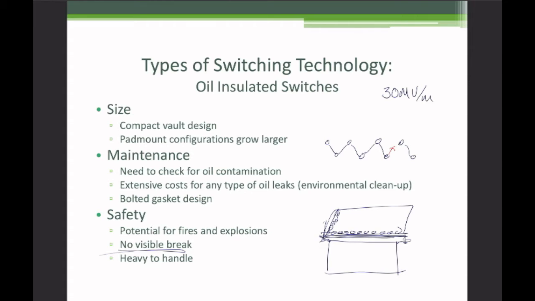One is it can let the oil out, which can leave you with a rather nasty problem for environmental cleanup. And the other problem is it can let water in. And if water mixes with your oil, this 30 million volts per meter that you're counting on drops dramatically and fast, and accelerates the failure of that oil and the generation of contaminants, and can even lead to the switch failing entirely.